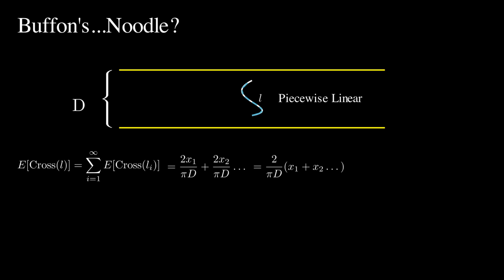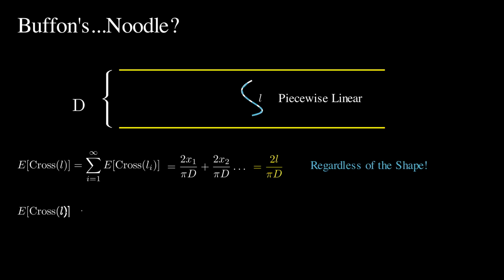Factoring out the constants and seeing that x1 plus x2 and so on is equivalent to L, we can see that the expected number of crossings for the noodle is 2L over pi d, no matter how long it is, and regardless of the shape. Despite the complexity of the problem, we were able to find an elegant solution. However, there's an even nicer way to find the solution, which leads to another discovery.